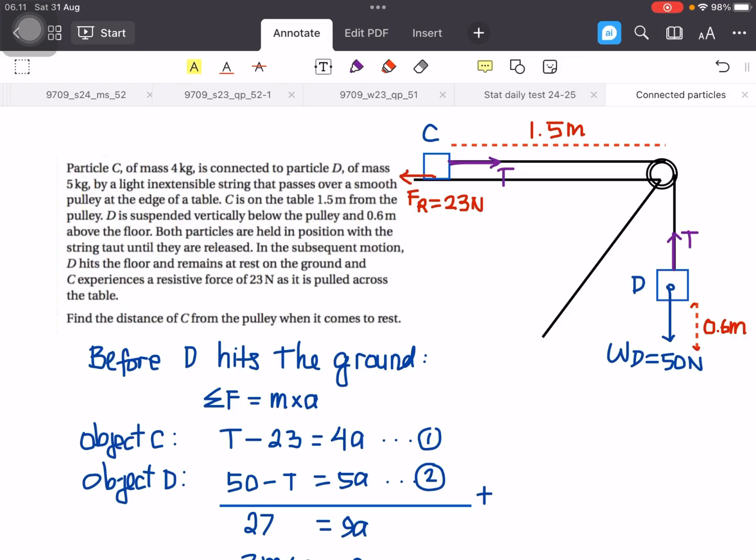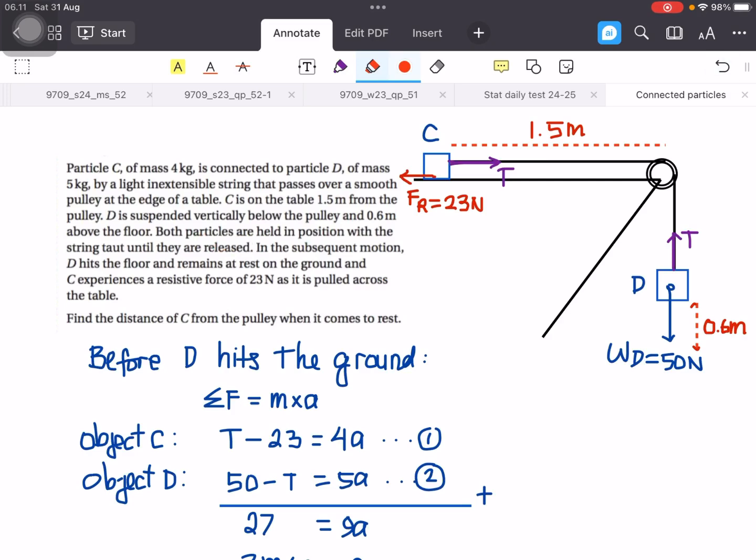Particle C of mass 4 kilograms is connected to particle D of mass 5 kilograms by a light inextensible string that passes over a smooth pulley at the edge of a table. C is on the table 1.5 meters from the pulley. D is suspended vertically below the pulley and 0.6 meters above the floor. Both particles are held in position with the string taut until they are released.